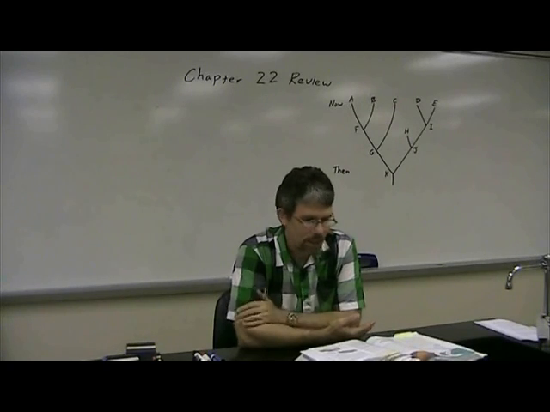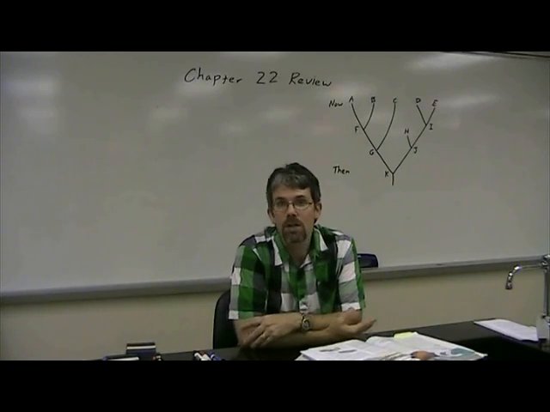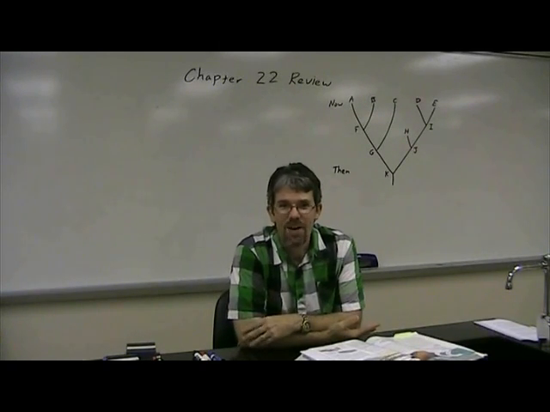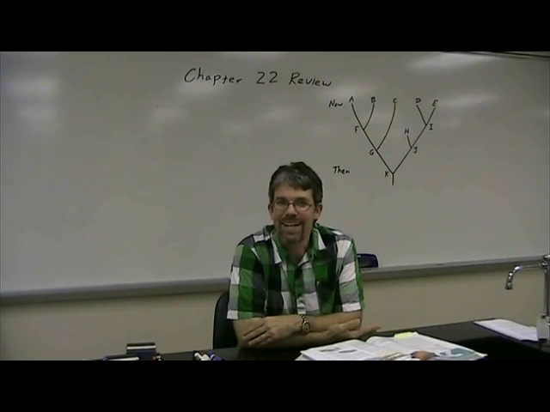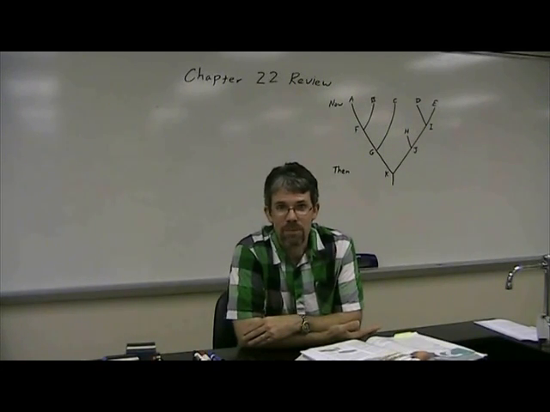Now, Charles Darwin in 1859 published the book Origin of Species. In this book, he made two major points. One point was that evolution happens, and the second point was that it happens by means of natural selection.